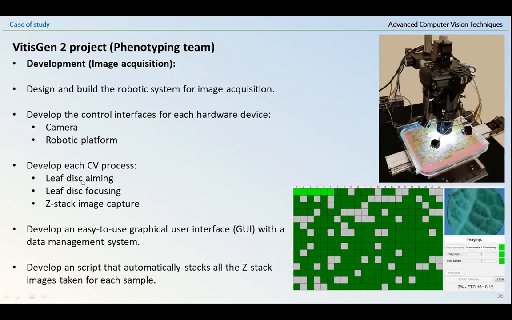One for leaf disk aiming, in order to center the camera on a leaf disk. The leaf disk focusing, in order to place the camera in the correct Z plane. And the Z-stack image capture that estimates how many images the camera has to take per each sample. The flatter the sample, the fewer Z-stack images we will need to have completely focused images. Also, we developed a graphical interface and all kinds of tools to make it easy to use for all the technicians and all other people not related to computer science.